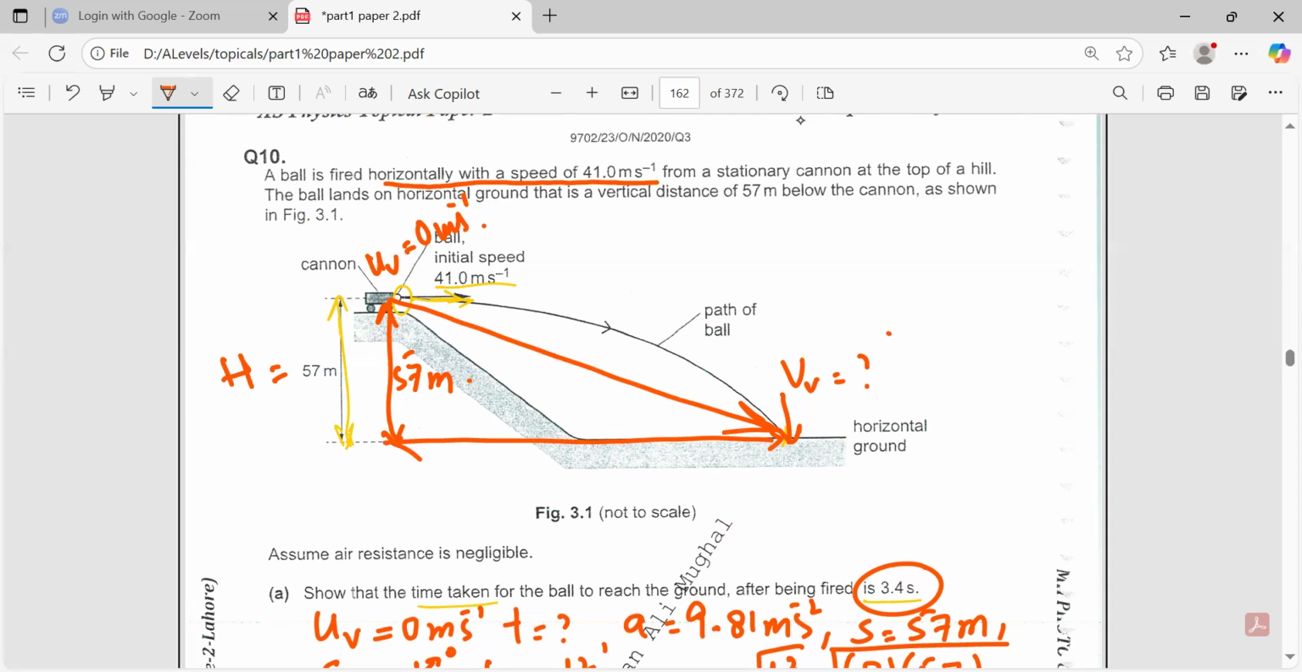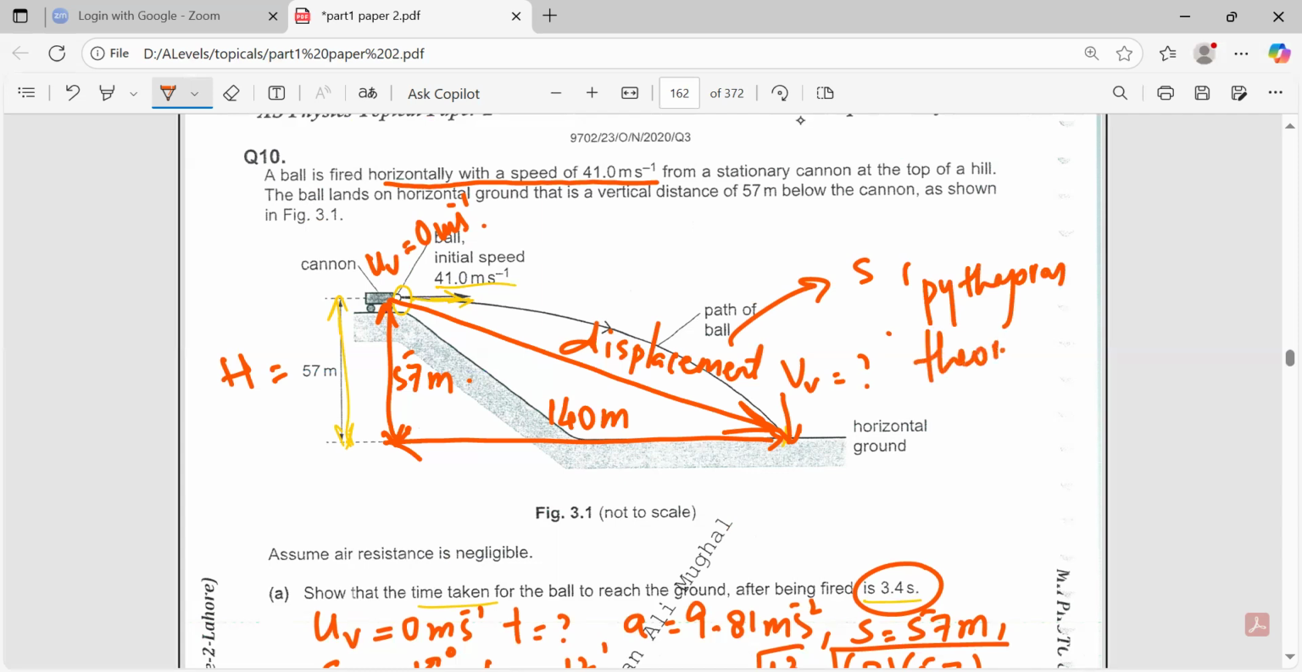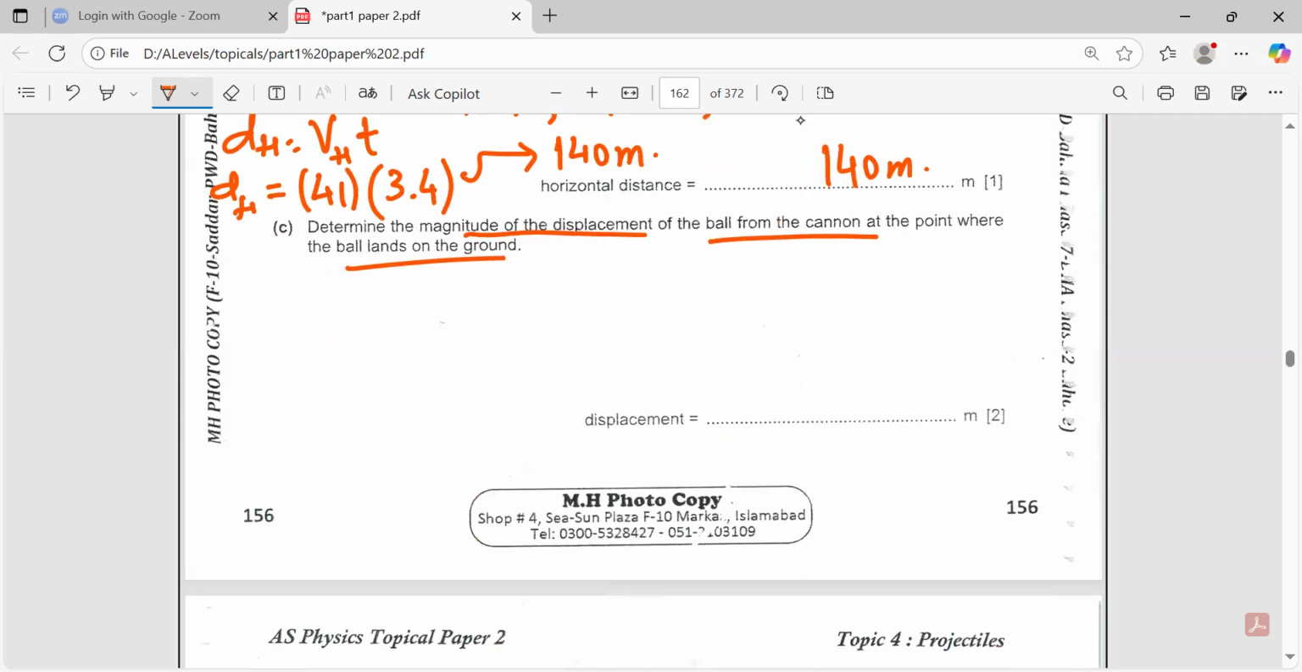And we are pretty aware that we have now found its horizontal distance too. And this horizontal distance is appearing as how much? 140 meters, which was just found in the previous part. तो ये हमारी displacement होगी. This will be the displacement vector from the start till the end. So if we need to find this displacement, we are going to take the help of Pythagoras theorem. So let's apply the Pythagoras theorem to this. How is this Pythagoras theorem applied?